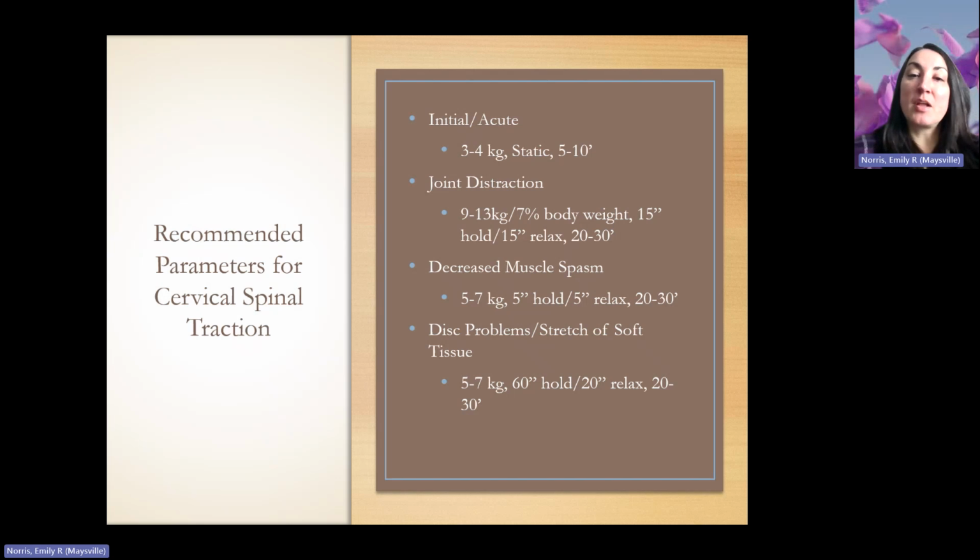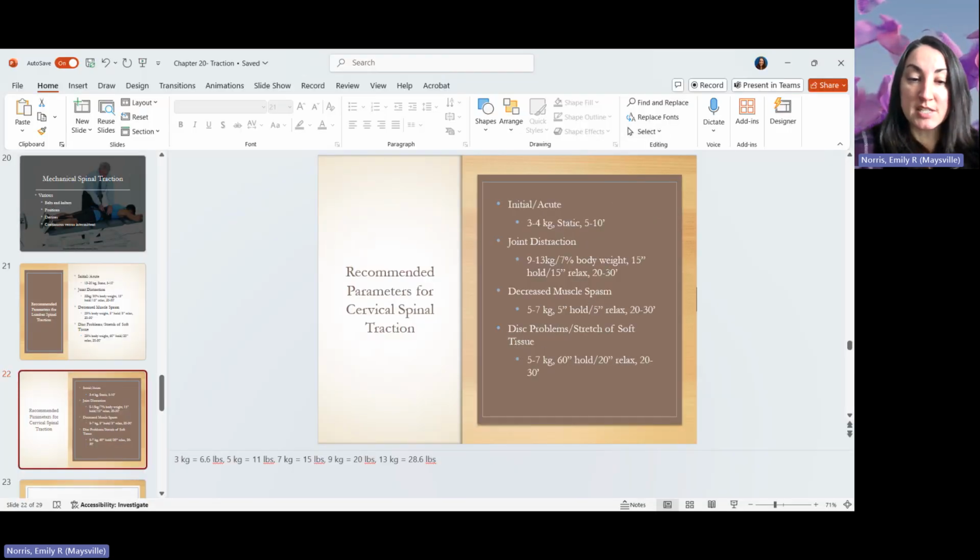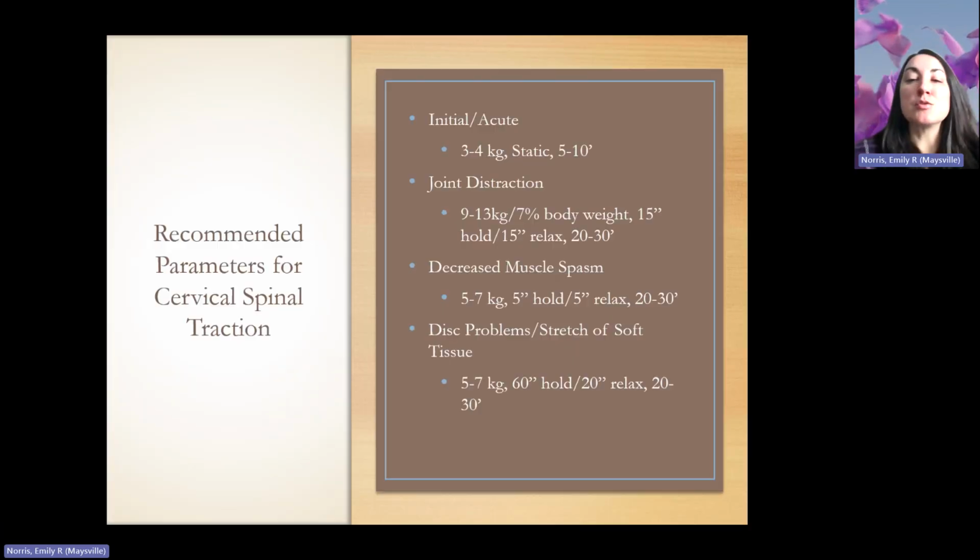For cervical traction, with their initial first few treatments, you only want to use around 3 to 4 kilograms, which is between 6.5 and maybe 10 pounds, maybe not quite. And you would do the static hold again, 5 to 10 minutes for their first few sessions, to just make sure that they don't have any adverse effects before you start doing longer treatment times.